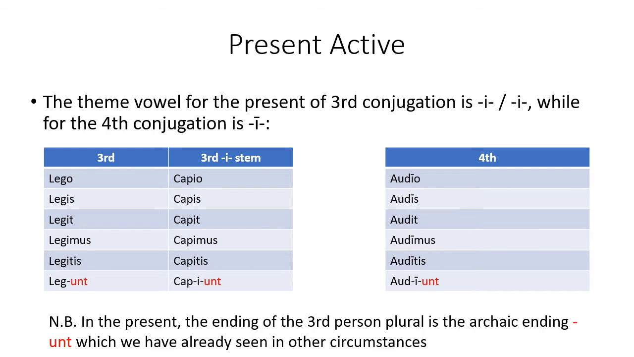As you can see, the personal endings are all the same, so if you remember the theme vowel, you don't have to learn anything new, you just need to add the personal endings. The only difference is that in the present, the ending of the third person plural is the archaic ending unt, which we have already seen in other circumstances. For example, if you remember the third person plural of the future of first and second conjugation, they have the same ending. Let's take the verb amare. Third person plural of the future is amabunt. Of course, in the future you also have an infix, which you don't have here for the present.